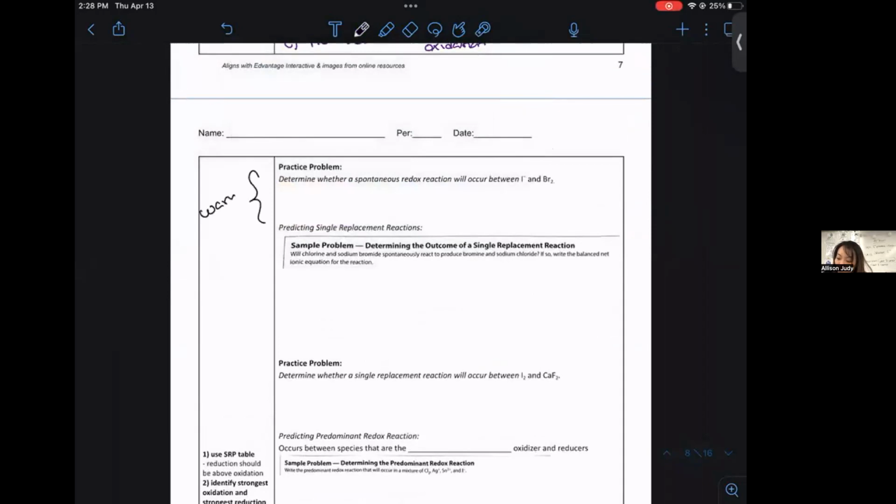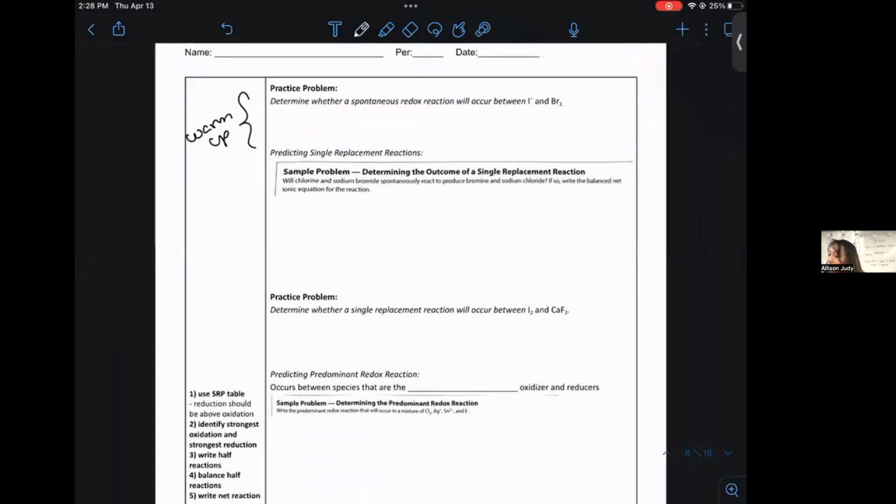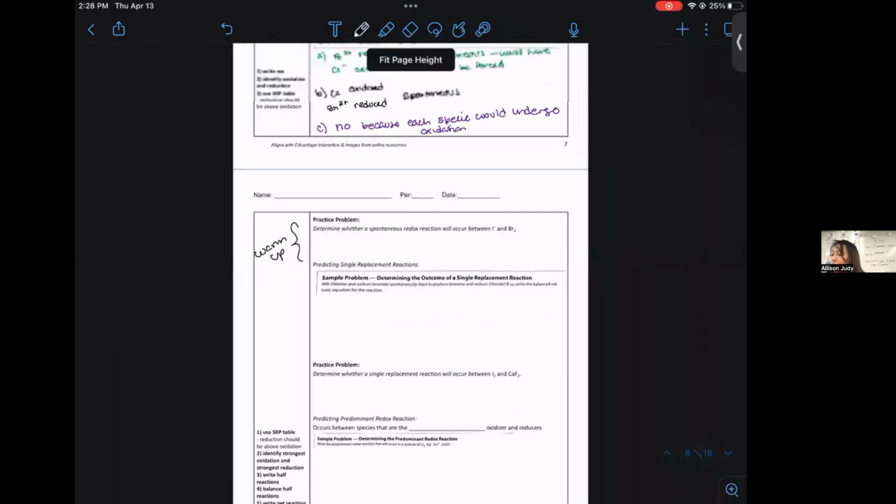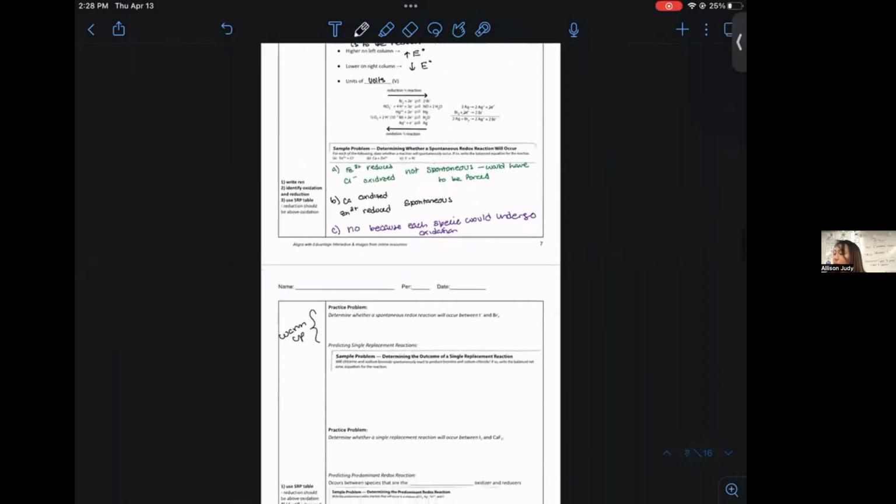going through. So what about the single replacement reaction? How do we know when we are going to get a spontaneous redox single replacement reaction? And by the way, every single replacement reaction with a metal is a redox. Same with the chlorine. It's always a redox.